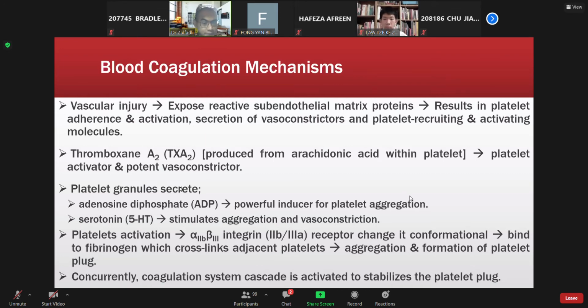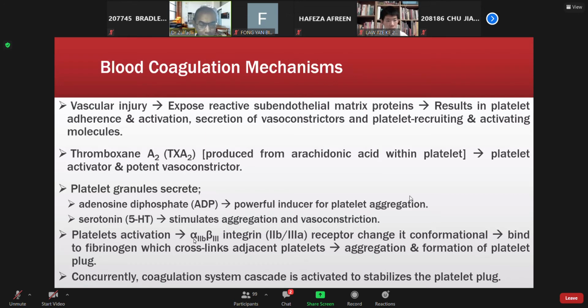Platelet granule secretion. Adenosine diphosphate, ADP, is a powerful inducer of platelet aggregation. Serotonin stimulates aggregation and vasoconstriction.